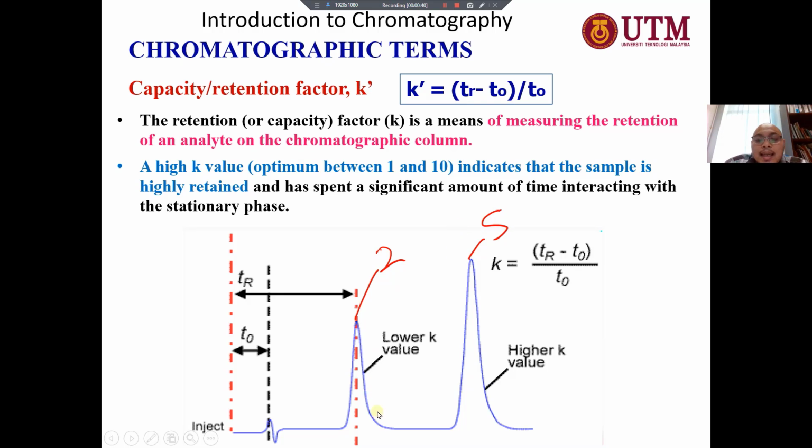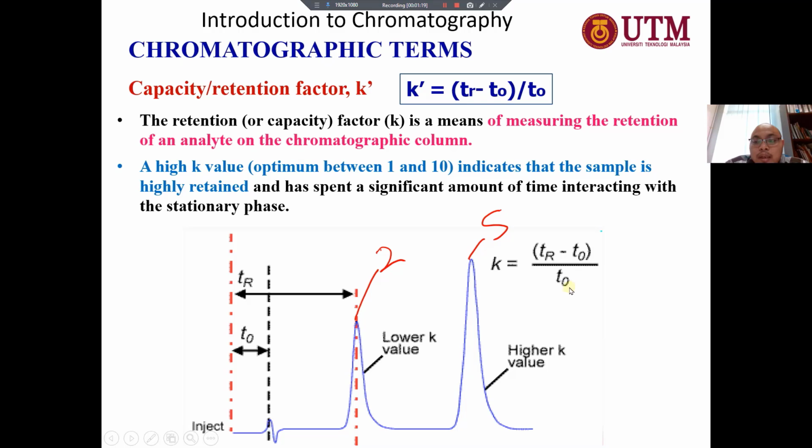When the retention time becomes much longer, for example K of 5, it means that the retentivity of the analyte is much stronger compared to the one with the lower K value. For example, the K of the first peak here is 2 and the second is 5. So the second analyte actually interacts much more strongly with the stationary phase. In chromatography, we try to keep the K value between 1 and 10.